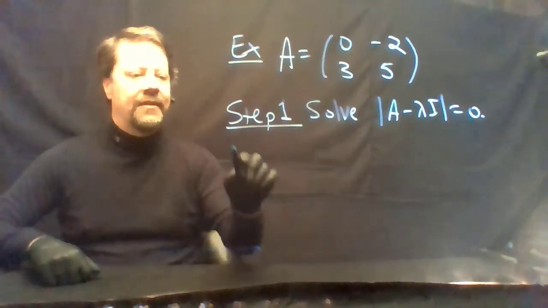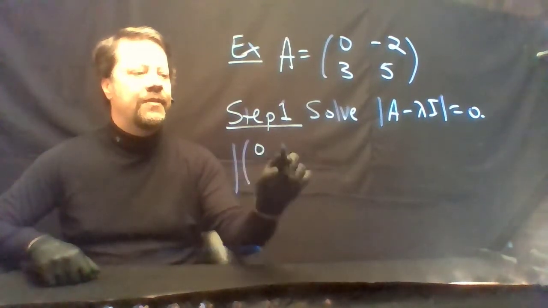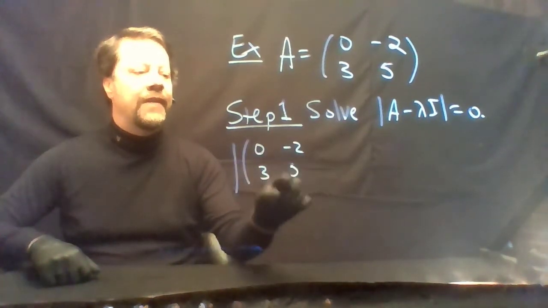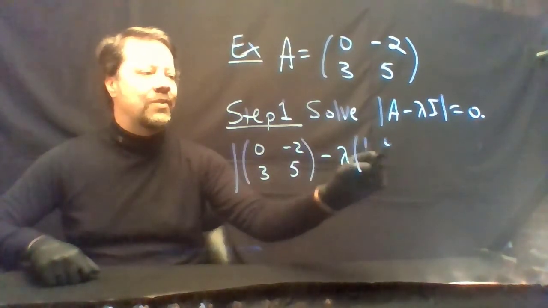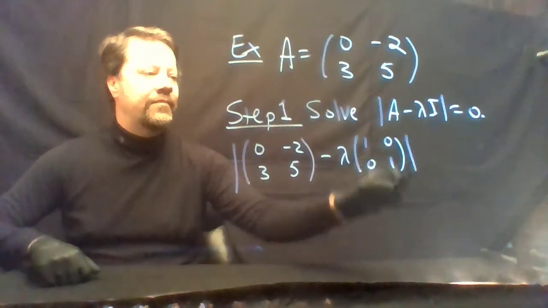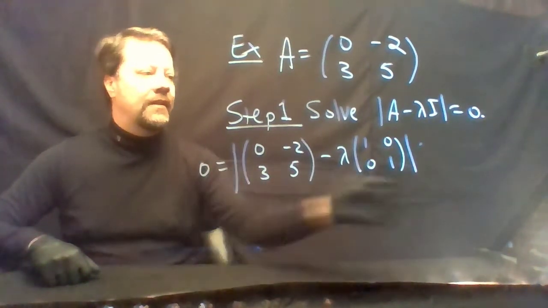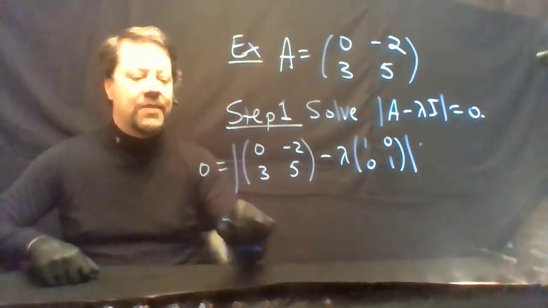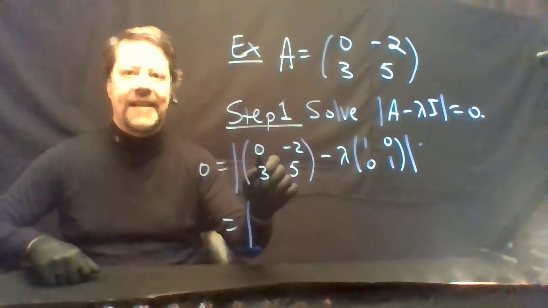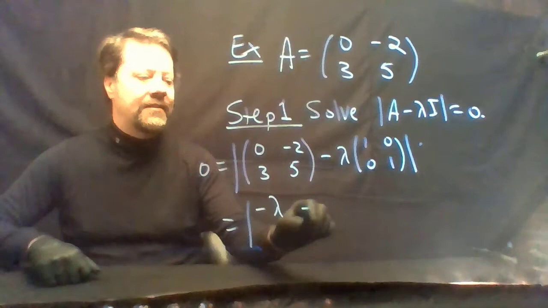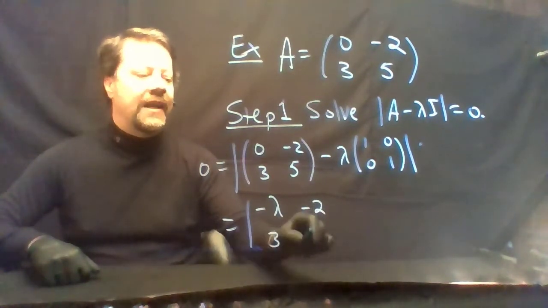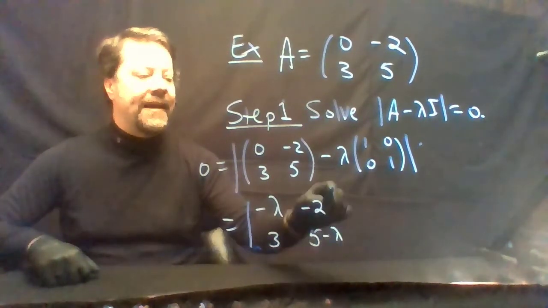We have the determinant of 0, -2, 3, 5, minus lambda times the identity matrix, 1, 0, 0, 1. Now, that means we subtract lambda from the diagonal elements of the matrix A. We'll have minus lambda, -2, 3, and 5 minus lambda.